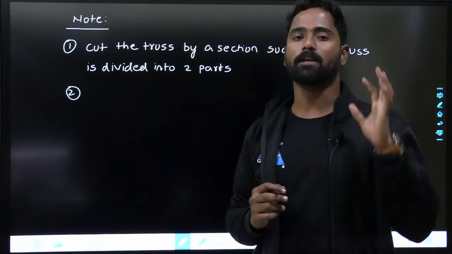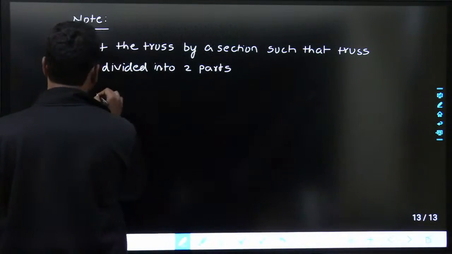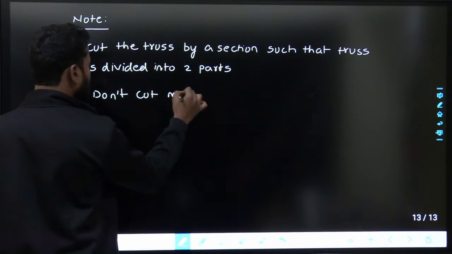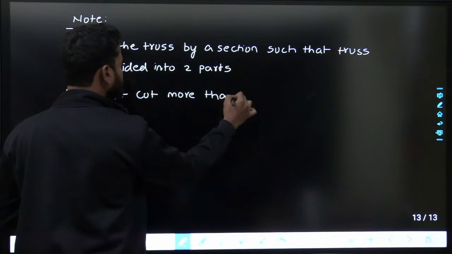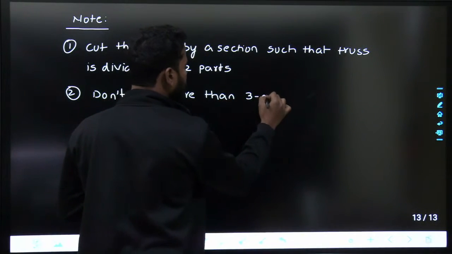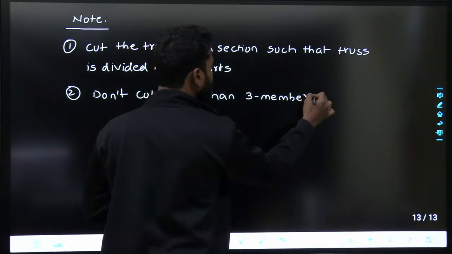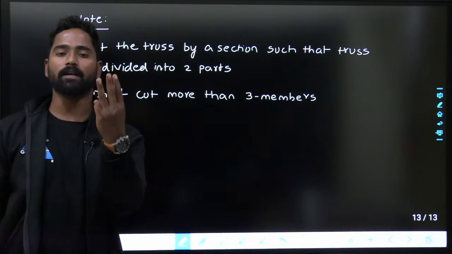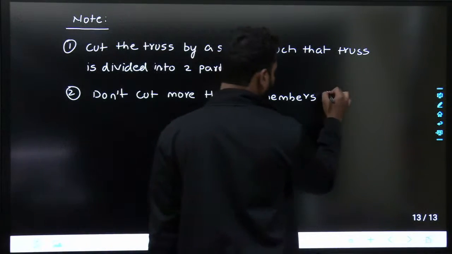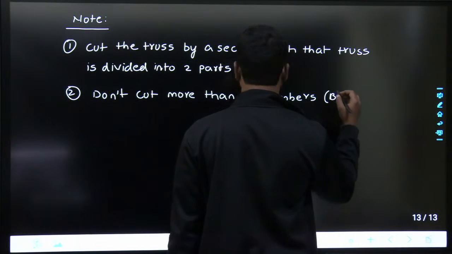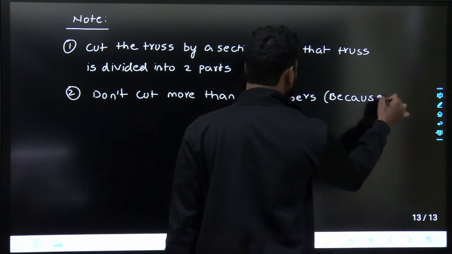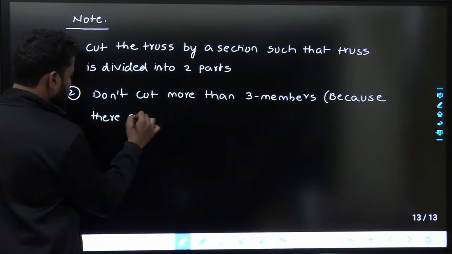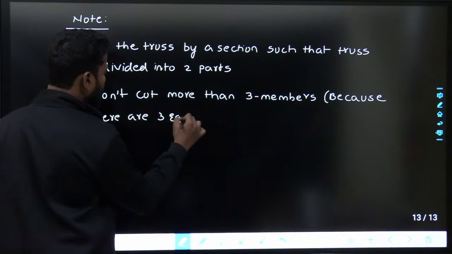Don't cut more than 3 members, because there are 3 equilibrium equations. You can only find 3 unknowns.